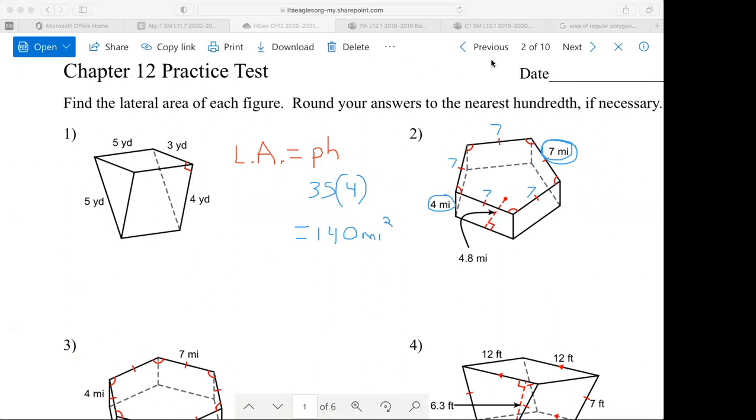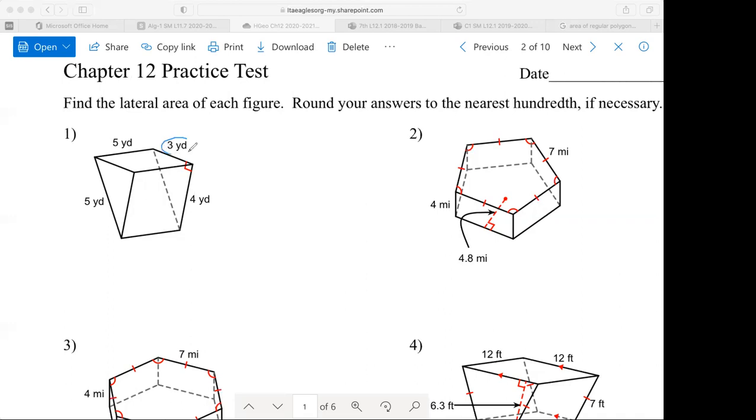Be careful with number 1. Notice the 2 parallel sides are the 2 triangles. The 2 triangles are the base. So you're calculating the lateral area, the area of the sides. And also notice, I think it's the hardest one on the entire sheet.